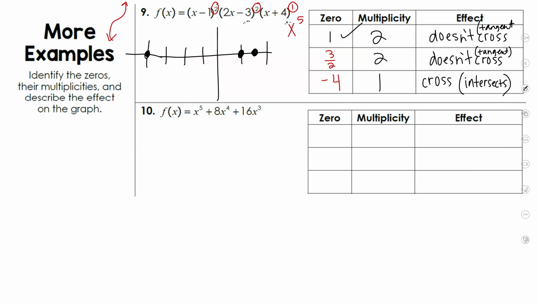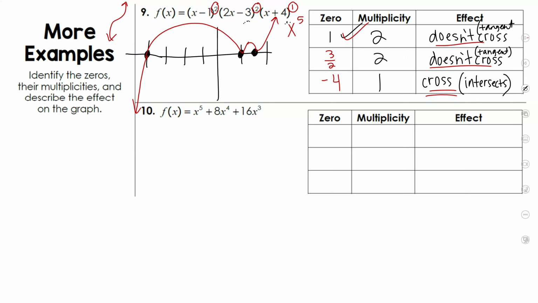So I'm going to start down here. Go to the first one. At -4, we said it crosses. So I'm going to go through it. Now go to your next one. That's at 1. We said it doesn't cross. So go back up. Don't cross it. Go to this one. It says it doesn't cross. Don't cross it. Just go back up. That's what it looks like.